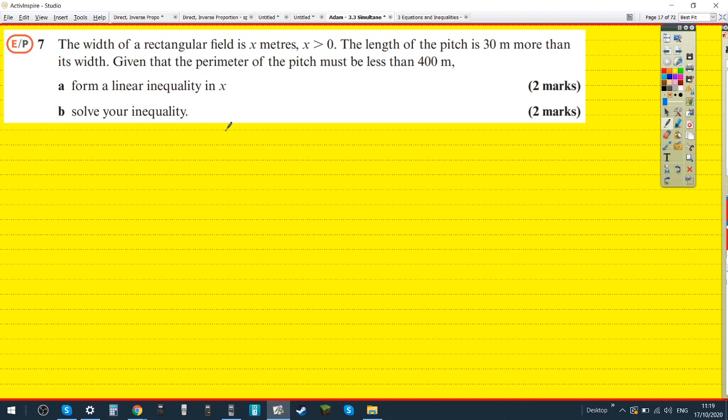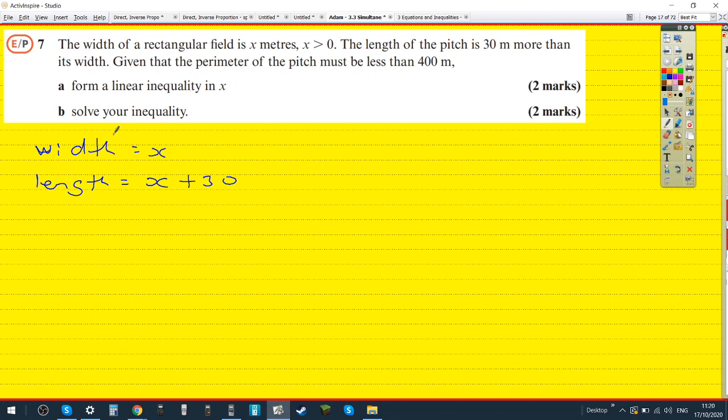What could you do? So how would you write it out? The width is x. Any idea how you'd write the length? X plus 30. Correct.